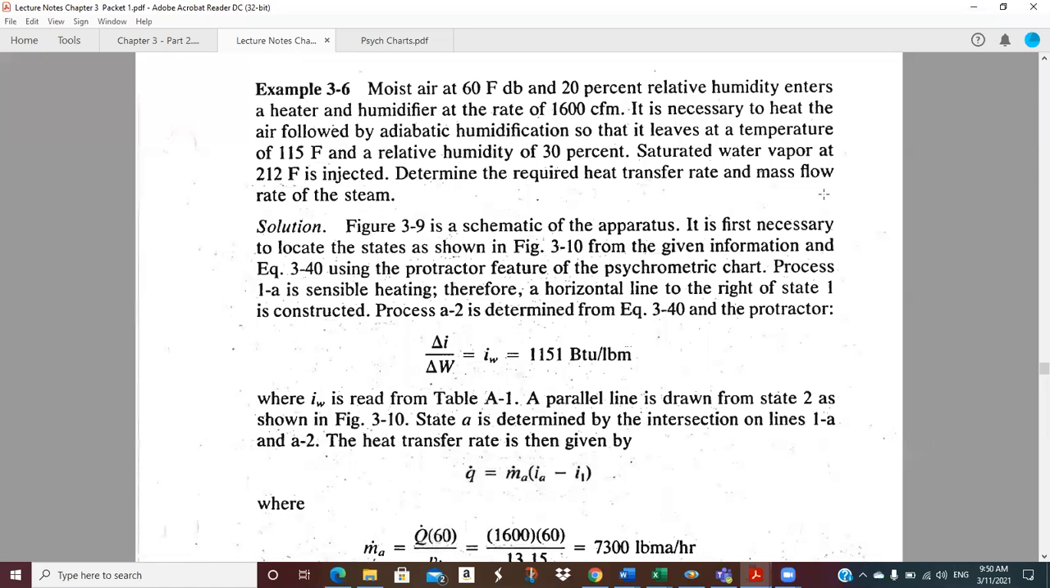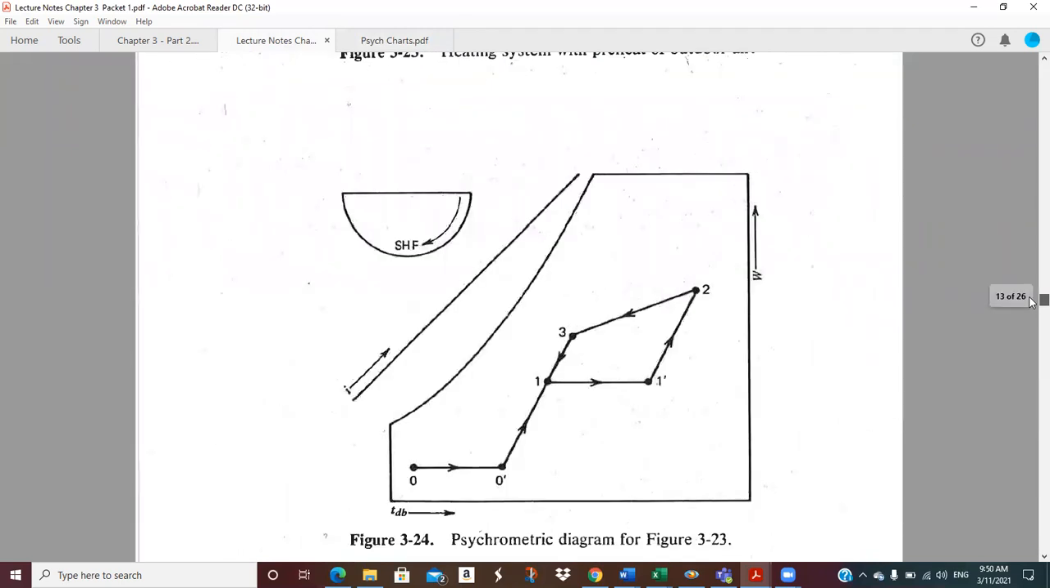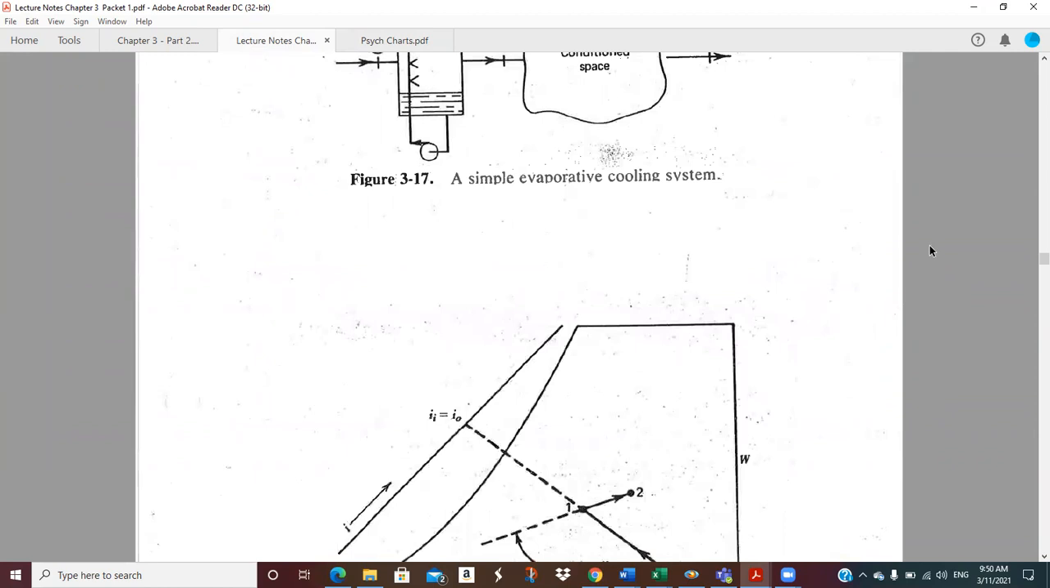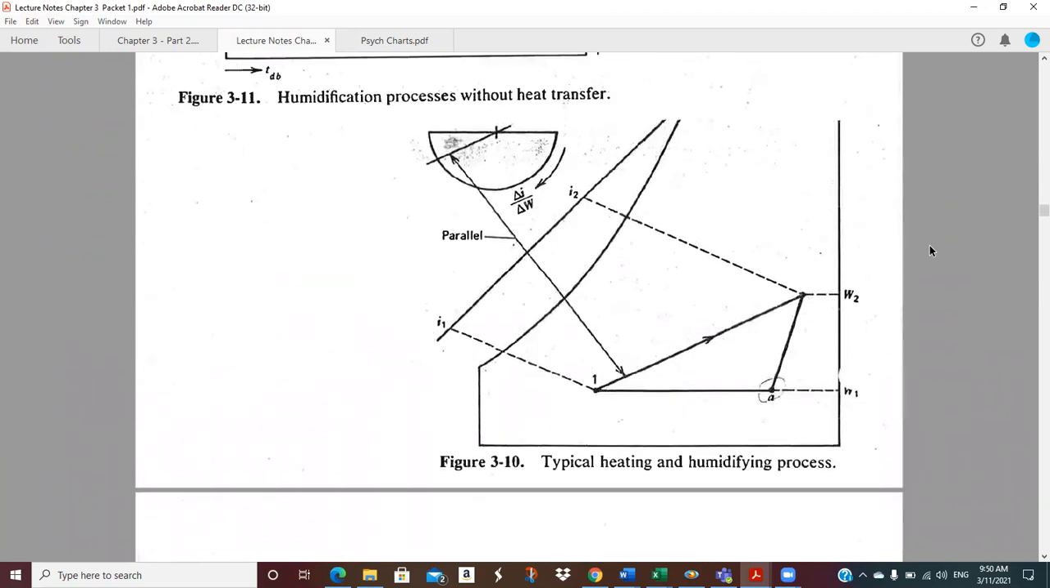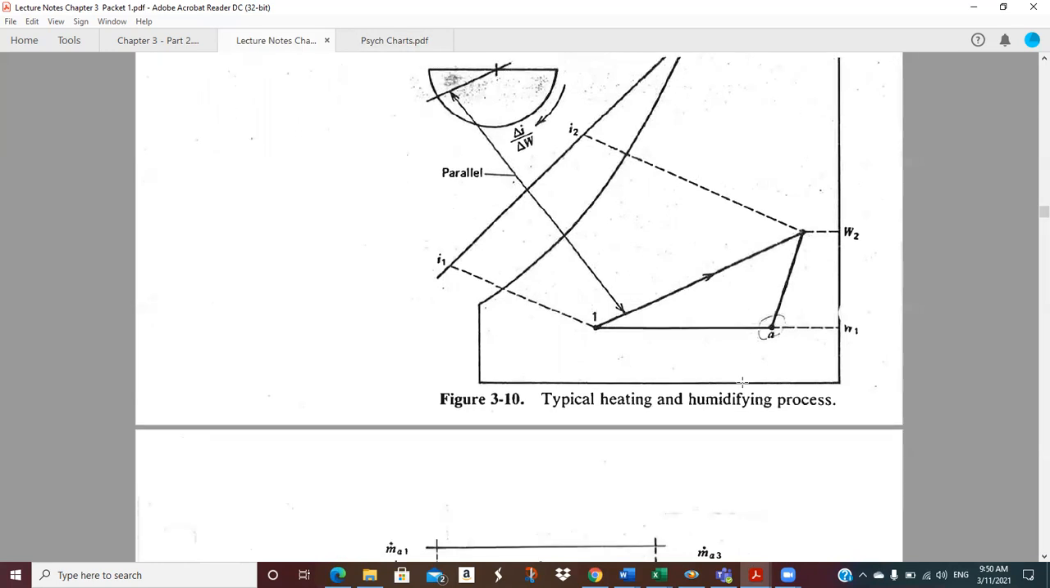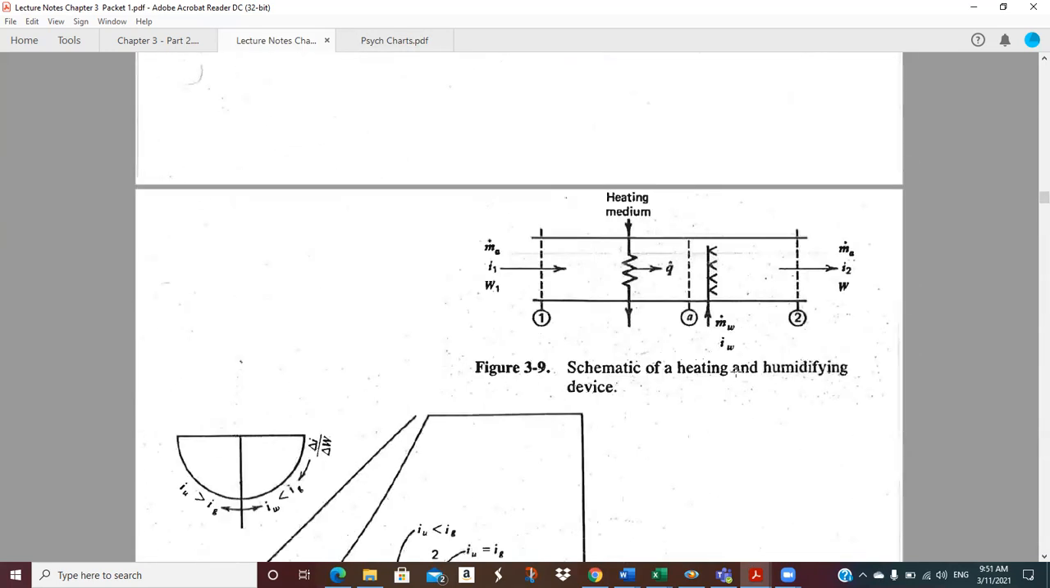Okay, so if we can go back up, and then he's got charts up here. This thing's a little convoluted. We're getting close. Okay, so there's the psych chart drawn out. It's not really to scale like the one we were looking at, but it shows the same thing. So here's my horizontal line for sensible heating. I just draw it all the way off the page. I come up to the protractor. I get my slope of 1150. I bring that slope carefully down to this point and draw a line with that slope, and wherever they cross is point A. And really, once you've done that, you've basically solved the problem. You just have to go ahead and pull the numbers, and the calculations are pretty simple.